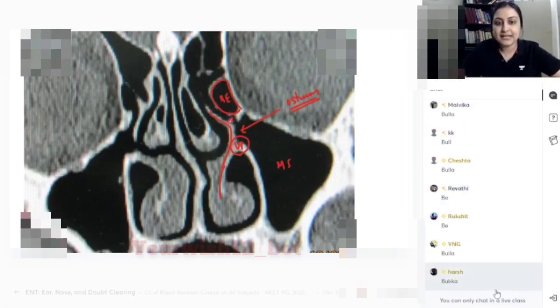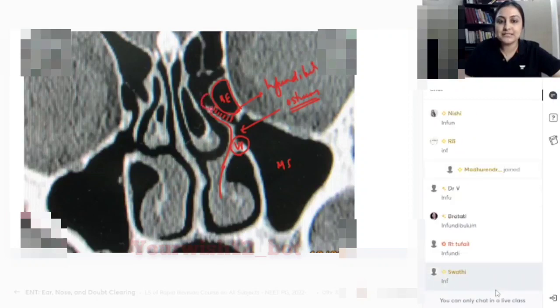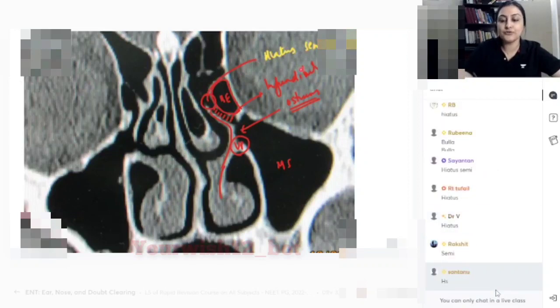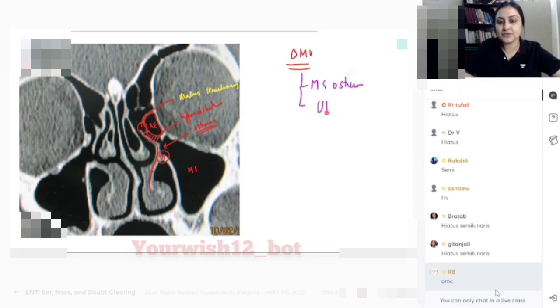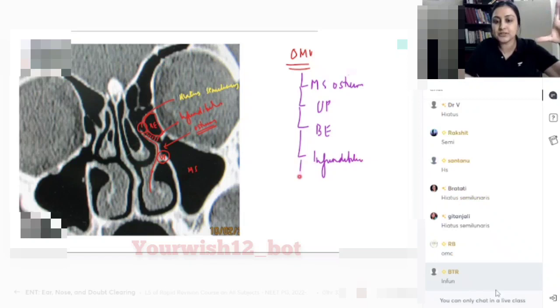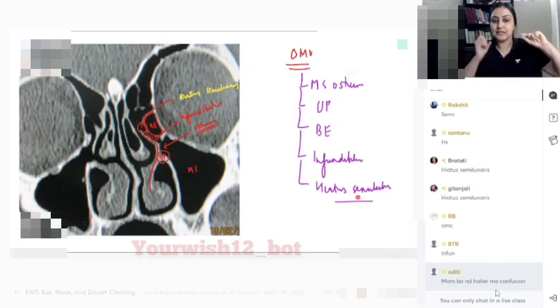Correct? तो इतना समझ आ गया. Then we have this place, this space, which is your 2D space, which is called, very nice, this is called as infundibulum. And then it opens into this 3D space, which is called hiatus semilunaris. Correct? So this is hiatus semilunaris. So together, all of these form the osteomeatal unit. One more time, kya kya? Maxillary sinus ka ostium, the bone from inferior turbinate, which is your uncinate process. Then you have bulla ethmoidalis. दोनों के बीच में 2D infundibulum opens into a 3D space, which is hiatus semilunaris. So these are the components of osteomeatal unit.